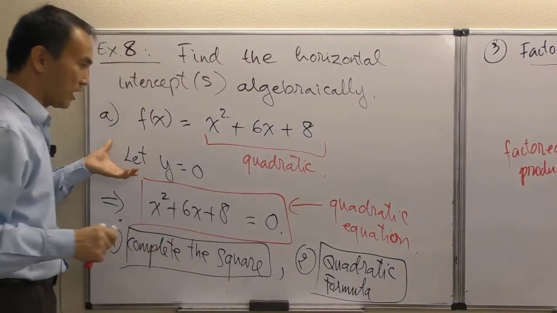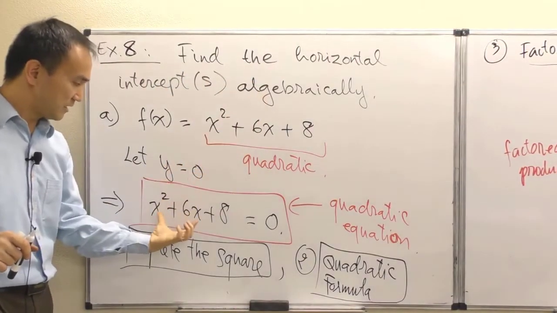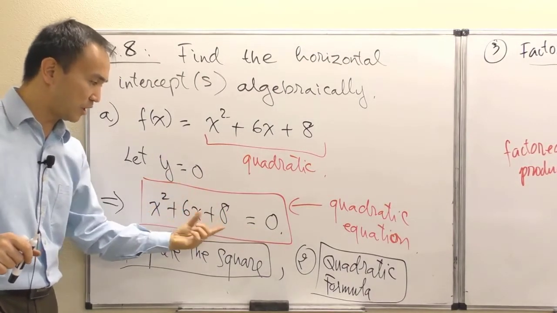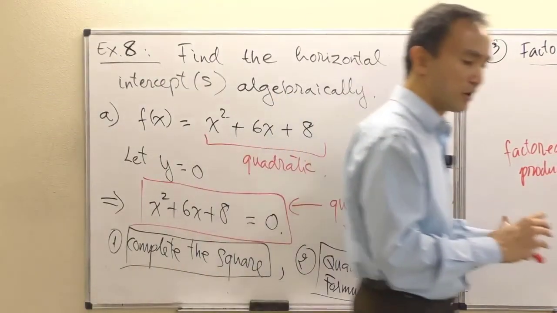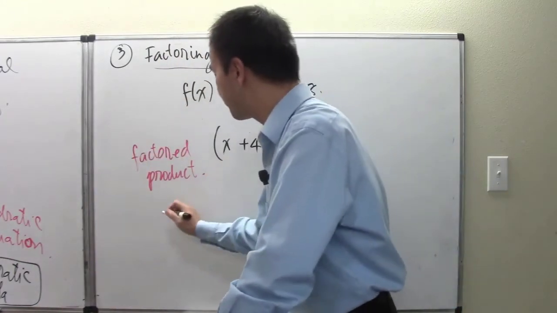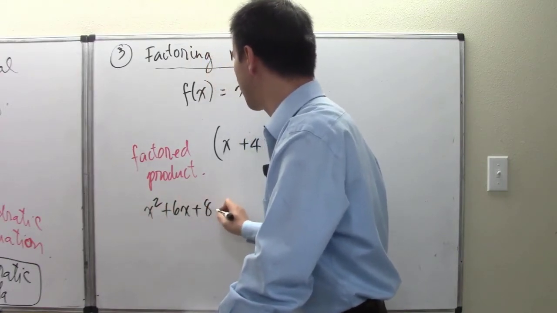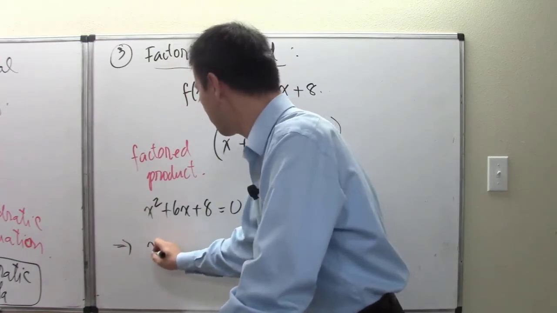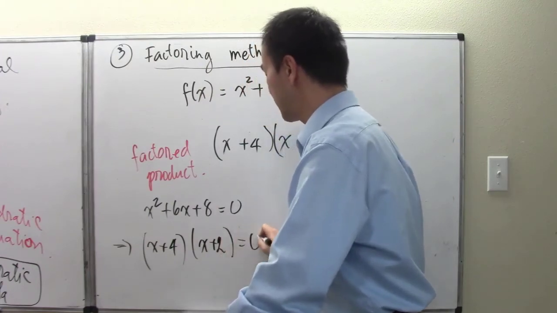It's all about finding the horizontal intercepts. Algebraically, we want to set the equation equal to 0. We want to set the polynomial equal to 0. Now with the factoring method, and I showed the factoring separately on the other board, let's continue with that on this board right here. So now back to our work: x squared plus 6x plus 8 equals 0. Now that leads, in factor product, to (x plus 4) times (x plus 2) equals 0.